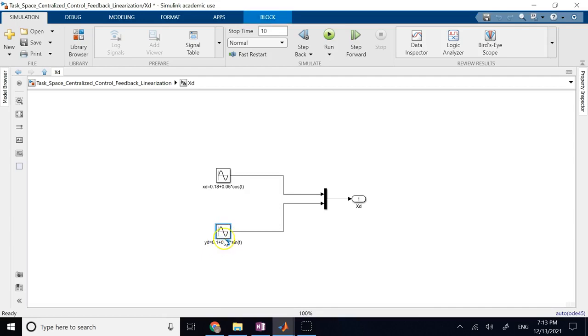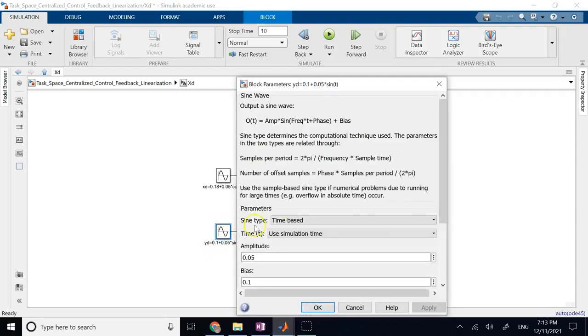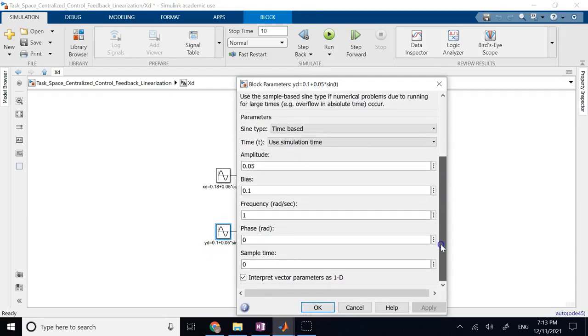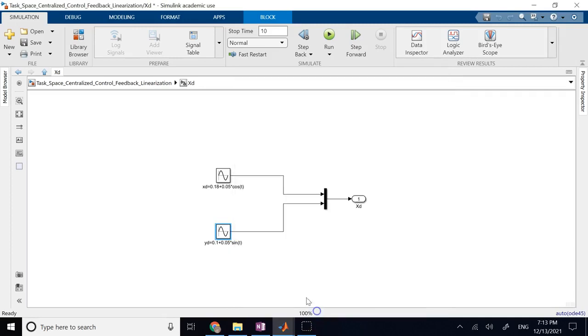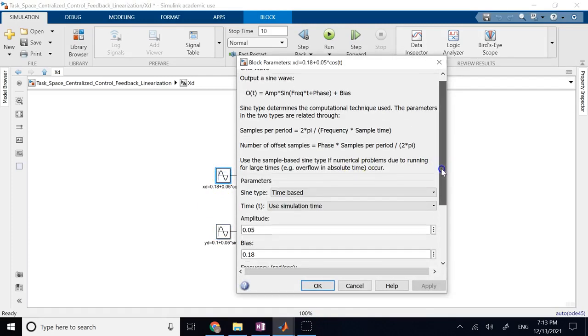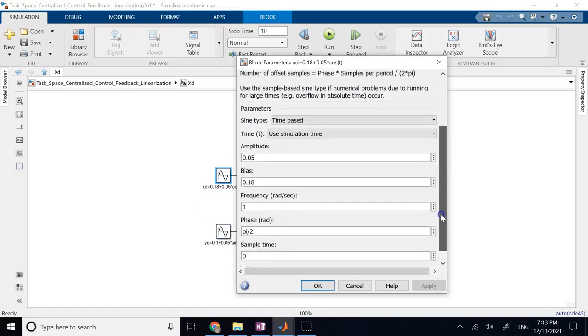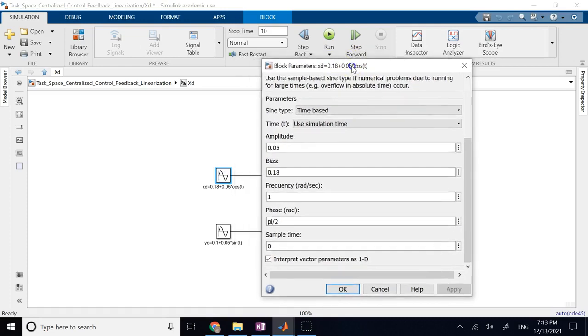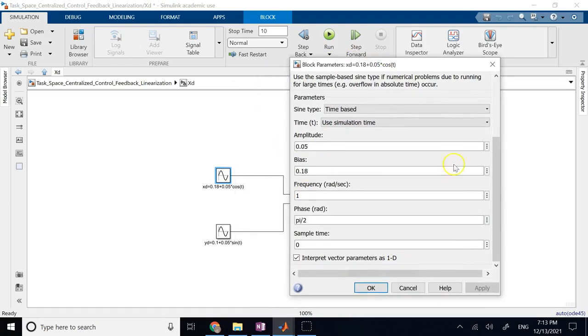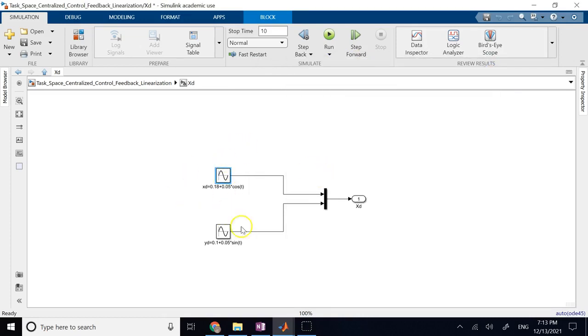So here the amplitude is 0.05, the bias is 0.01, and the frequency is 1, and the phase is 0, right? And for the other one, in order to make sine into cosine, I added a pi over 2 to the phase to convert it to cosine. So you see I have bias, amplitude, phase, and frequency, okay? So that's X and Y. That makes sure that I draw a circle, center at, as I said, 0.18 and 0.1 with radius of 0.05.